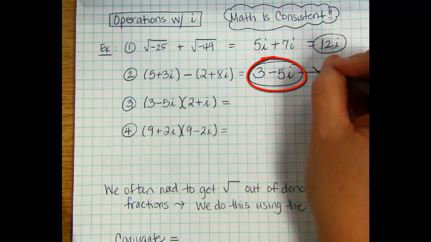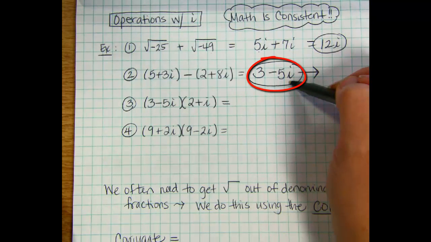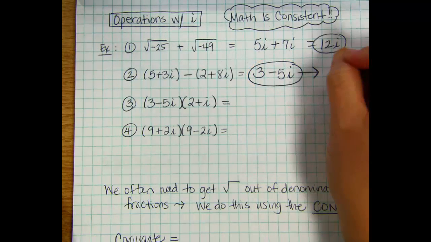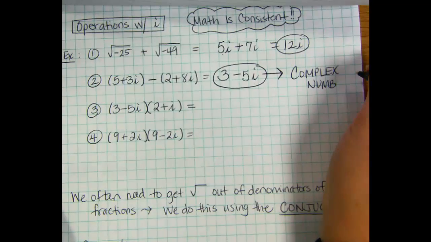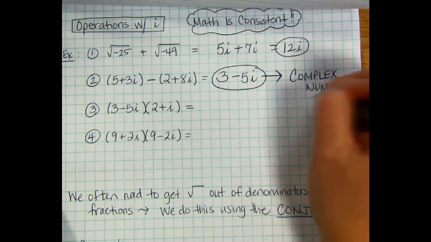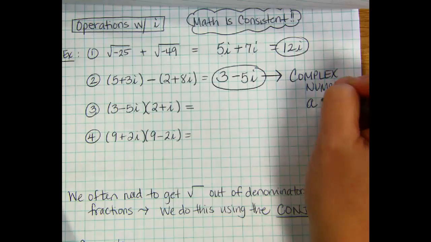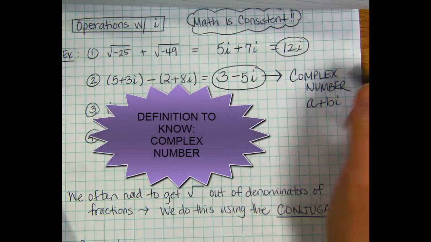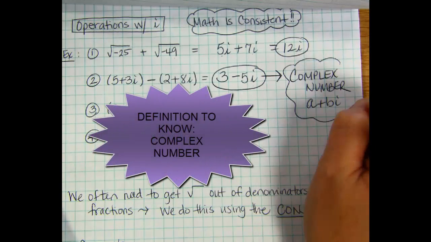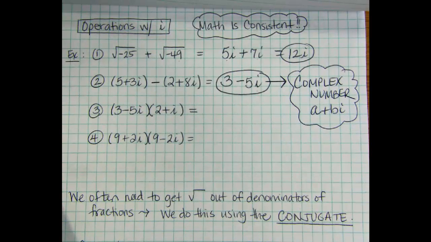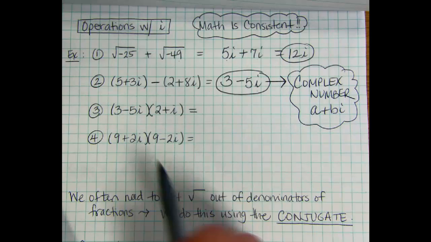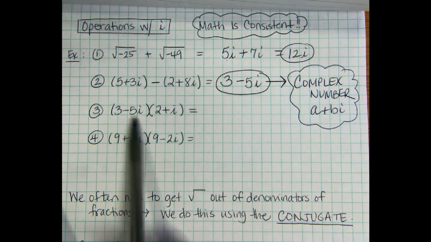Now when you see a number like this, a whole number and an imaginary unit attached, that is what we call a complex number. And complex numbers are always in a real number plus bi form. So that's where our title, complex number, comes in. We often get complex numbers when we're doing operations with imaginary numbers.